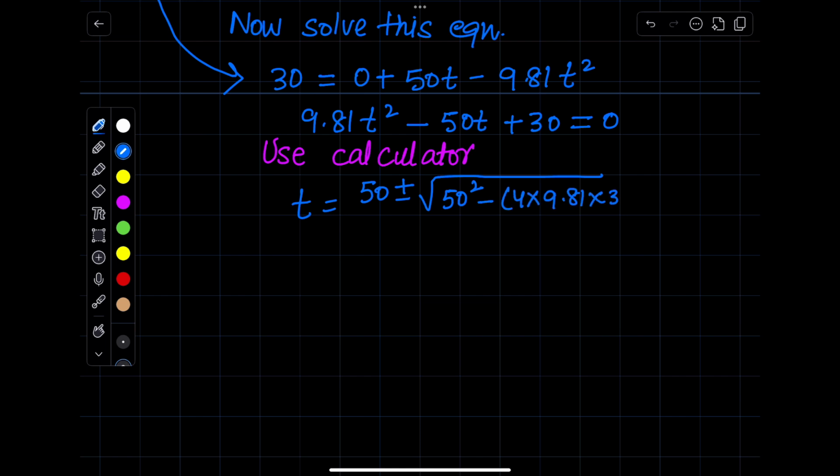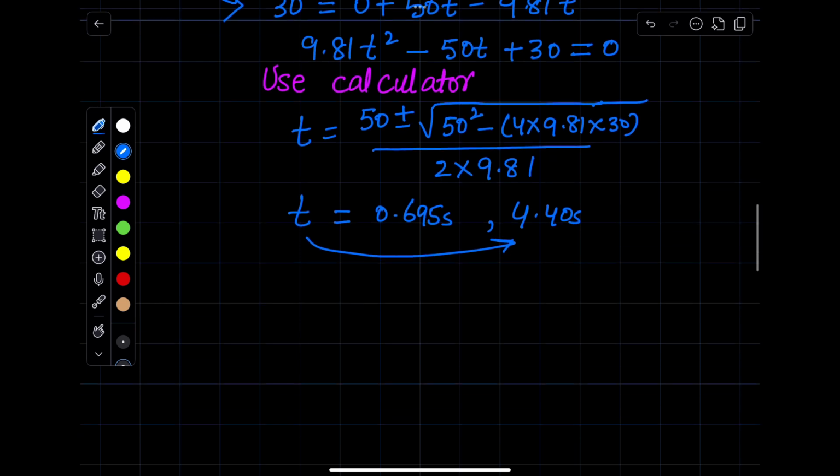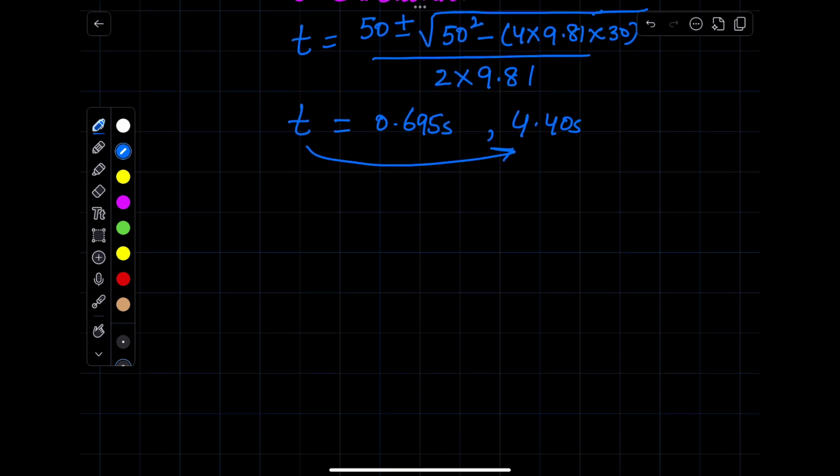And this is a quadratic equation, so you will find two values for the time. In this case, we found two values. The first one is 0.695 second and the other one is 4.40 seconds. 0.695 is a very small time, which is not practical, so we will use 4.40.